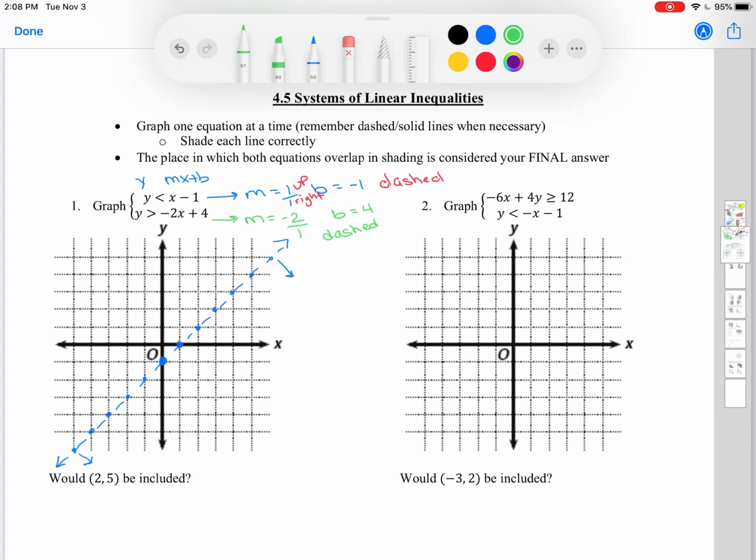For the second piece, do the same thing. Label my M. And my B is going to be 4. At the same time, see if it's a dashed or solid line. This one will be dashed again. And my slope is the fraction -2 over 1. So I can plot 0, 4 first. And then my slope's going to tell me to go down 2, right 1.